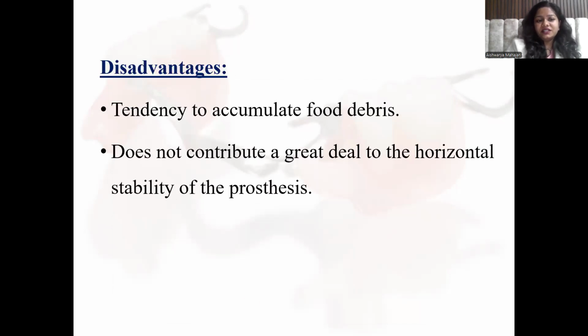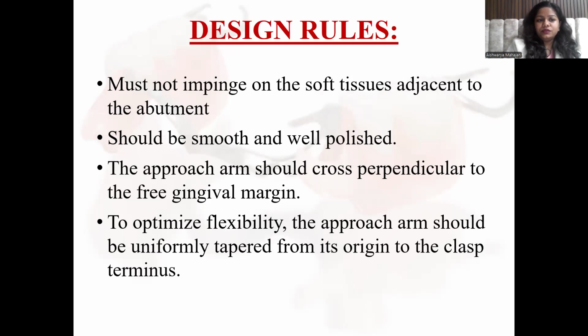But the disadvantages are that it has a tendency to accumulate food debris and does not contribute a great deal to horizontal stabilization of the prosthesis. Now the design rules are: it must not impinge on the soft tissue adjacent to the abutment, and should be smooth and well polished. The approach arm should cross perpendicular to the free gingival margin. To optimize flexibility, the approach arm should be uniformly tapered from its origin to the clasp terminus.